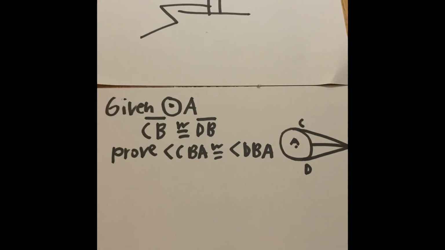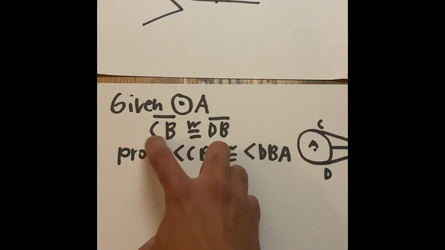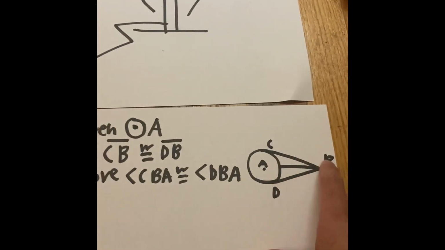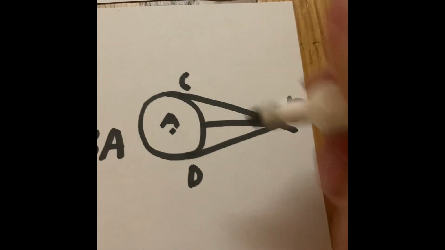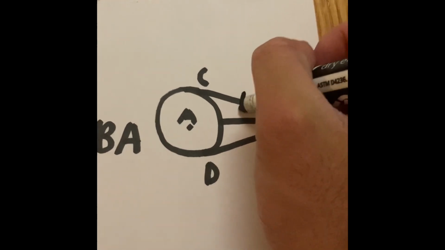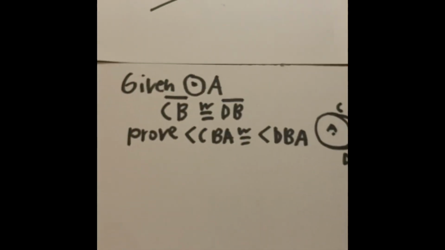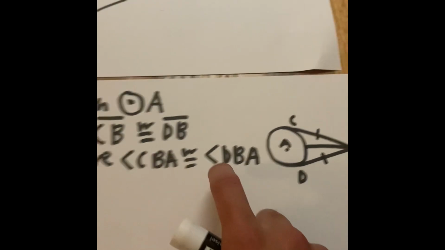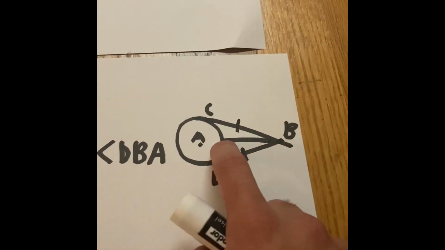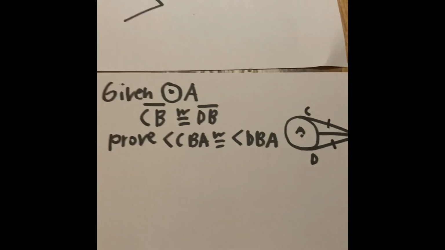So here is our given. Circle A. CB is congruent to DB. So we have a circle A, and CB and DB are congruent. What can we do to prove that angle CBA and angle DBA are congruent?